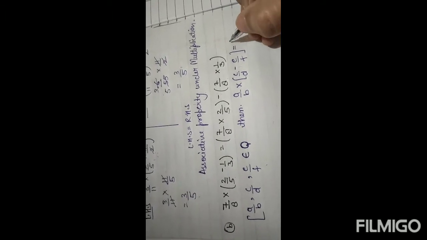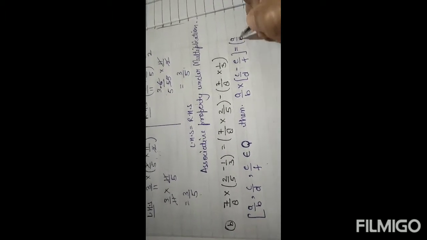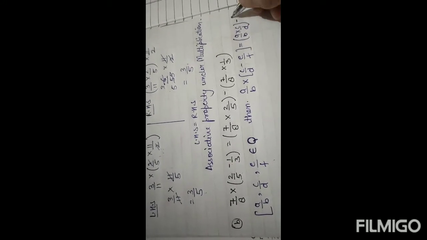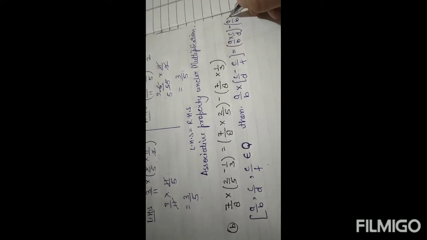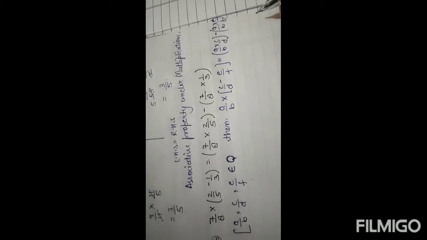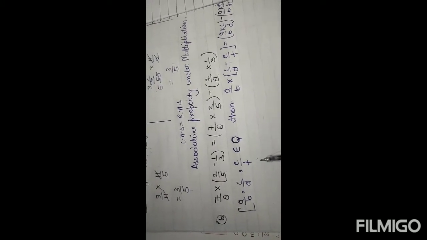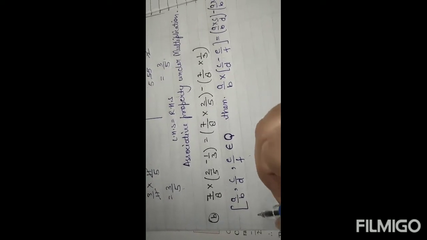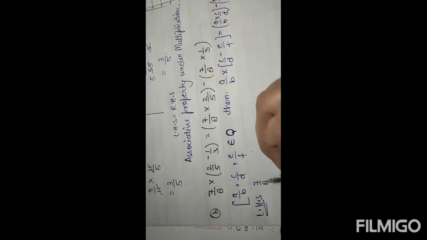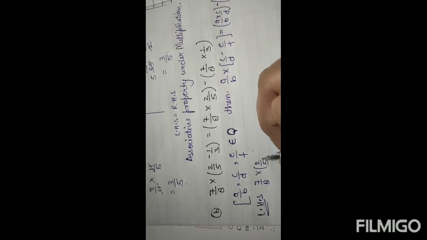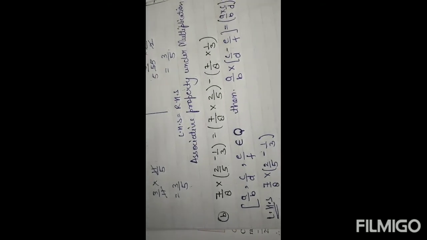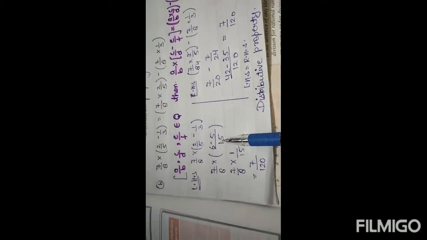So it will be equal to A by B multiplying C by D first, minus, this minus will come here, then A by B multiplied by E by F. This is what the distributive property says. Now we have to verify it. First we will solve the LHS part, that is 7 by 8 multiplying 2 by 5 minus 1 by 3. Look, I have solved this question.